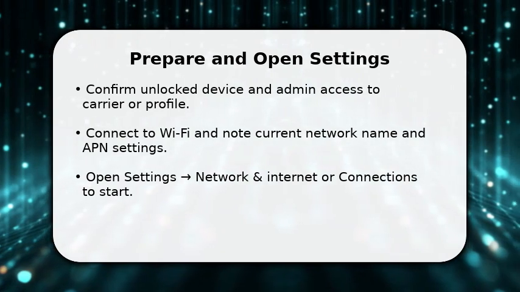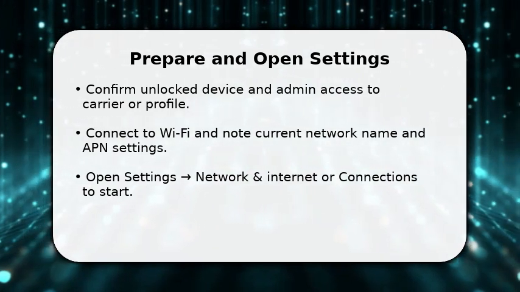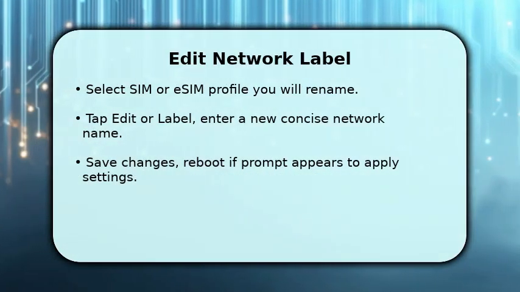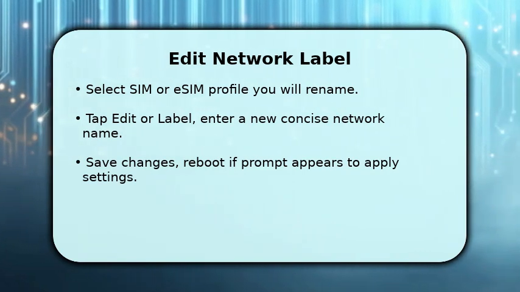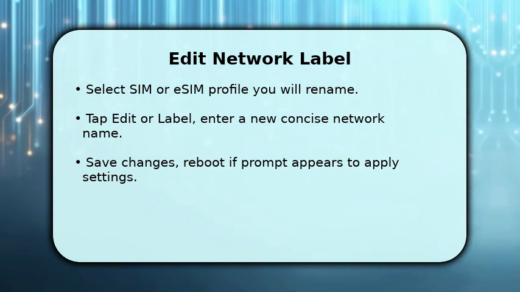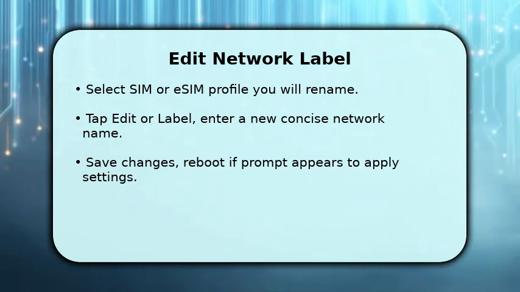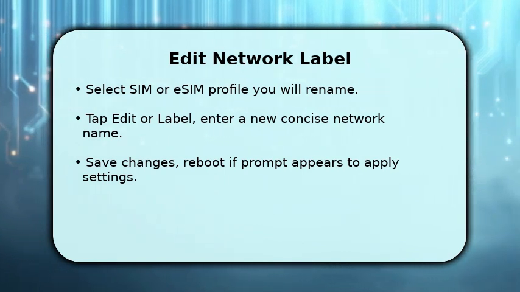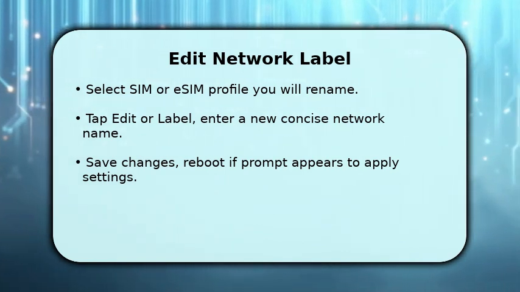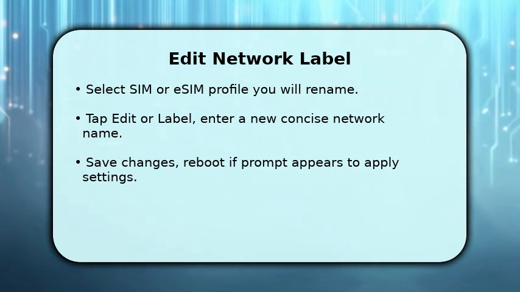Now you'll perform the core edit. Select the SIM or eSIM profile and look for Edit, Label, or Network Name. Different manufacturers word it differently. Tap that field and type a short, clear name. Keep it under 20 characters for display compatibility. After entering the name, press Save or Done. Some phones apply instantly, others ask for a restart.